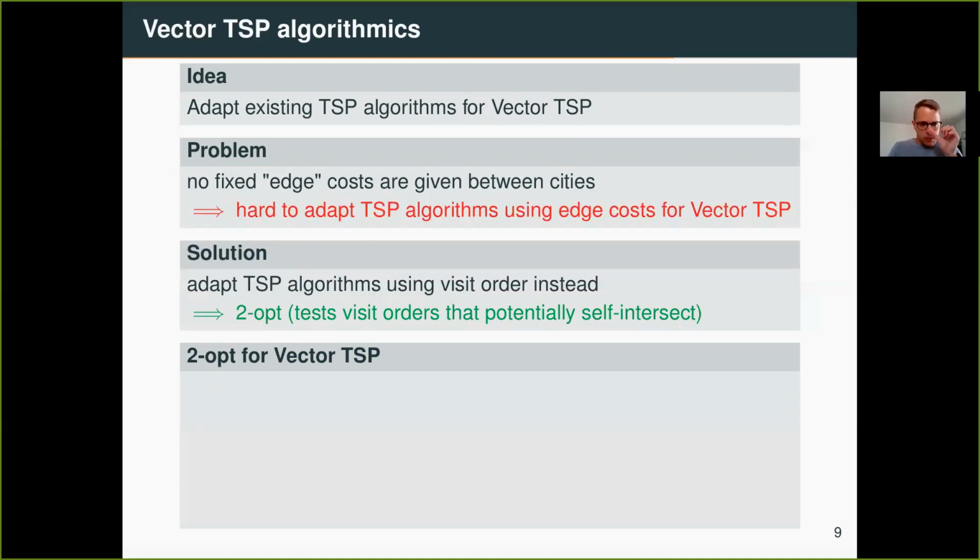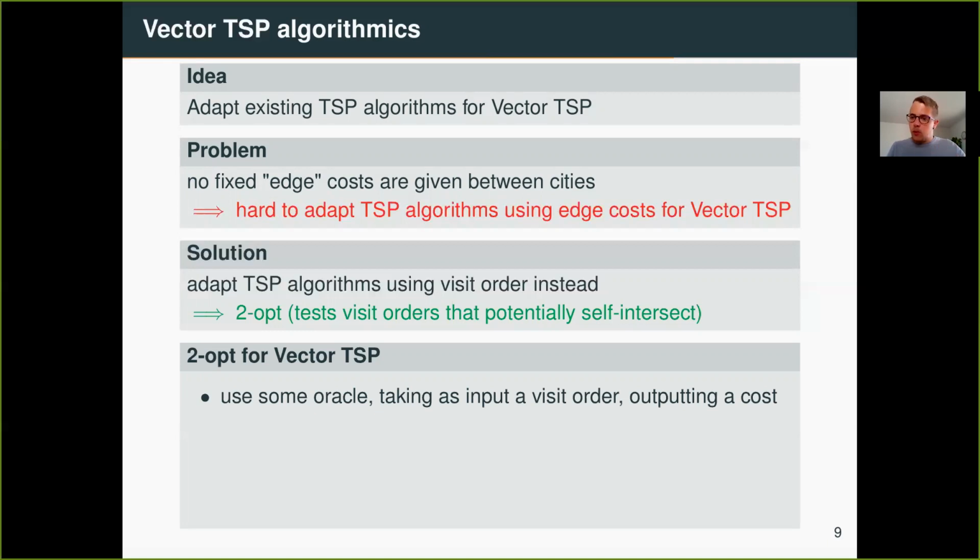So how do you adapt the two-opt for VectorTSP? Well, first of all, you need some oracle, which we're going to discuss afterwards. An oracle which takes as an input a visit order and which outputs some cost corresponding to the visit order. What you do then is you test permutations of some given initial visit order. And let's suppose this given initial visit order is our bounding box walk from before. So a really simple solution, which is of size L to the D vectors.